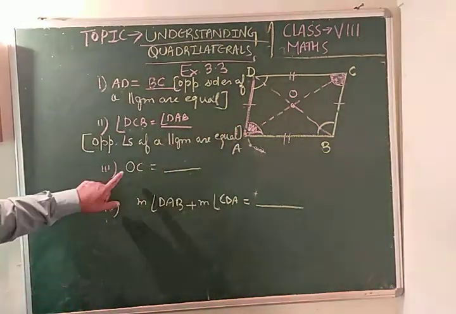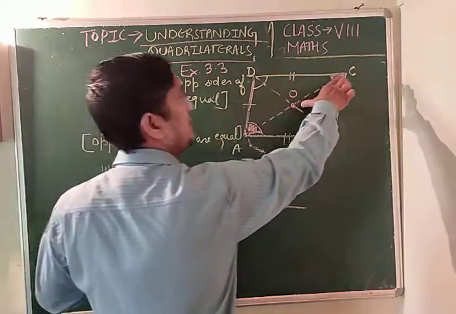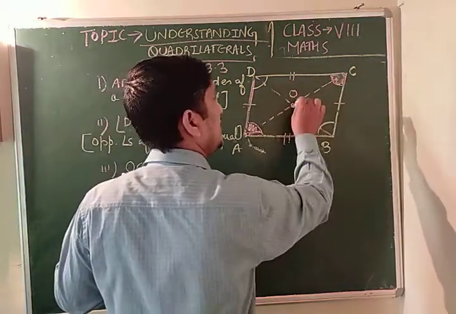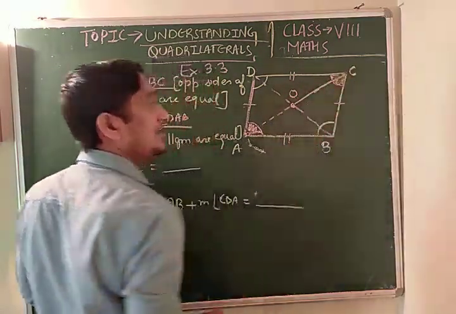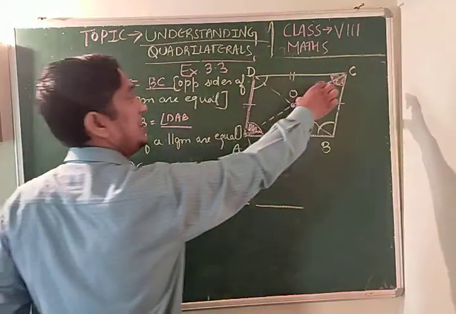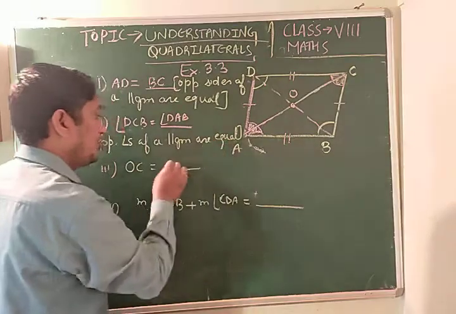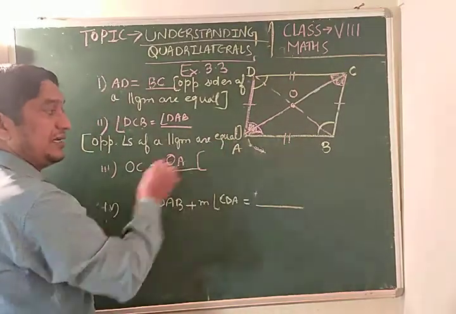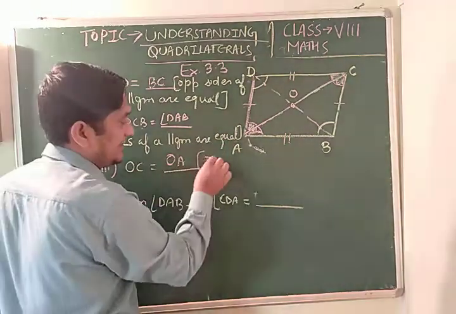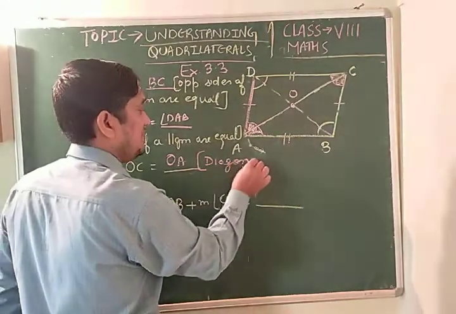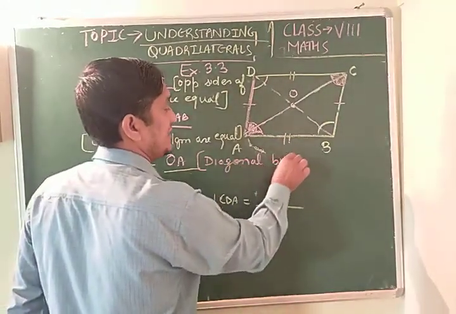Now next, OC. Where is OC? This is OC, part of this diagonal AC. Children, now this OC must be equal to this OA, because in a parallelogram diagonals bisect each other.